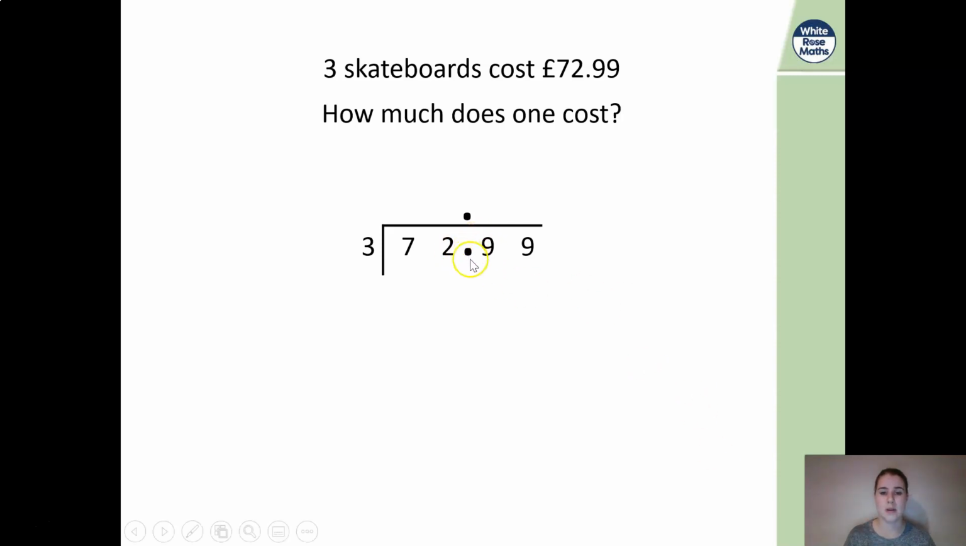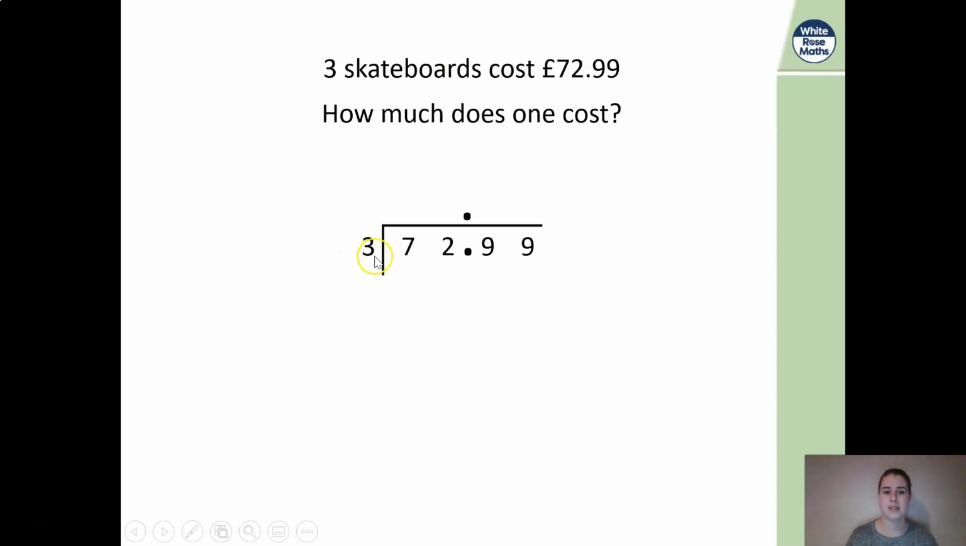If we're going to include a decimal in my question, in my number, I'm going to need a decimal in my answer. So you've got to imagine that decimals are like buttons on your shirt. They always go straight one above the other. They don't go wonky and they don't move into different columns. Okay? So we need to work out how much does one cost.